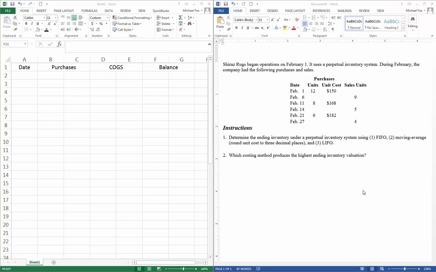Using 1, first in, first out, 2, moving average, round the units to 3 decimal places, unit cost to 3 decimal places, and 3, last in, first out. And then which costing method produces the highest ending inventory valuation.